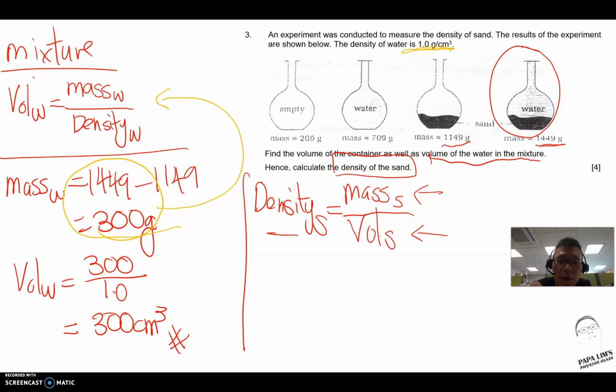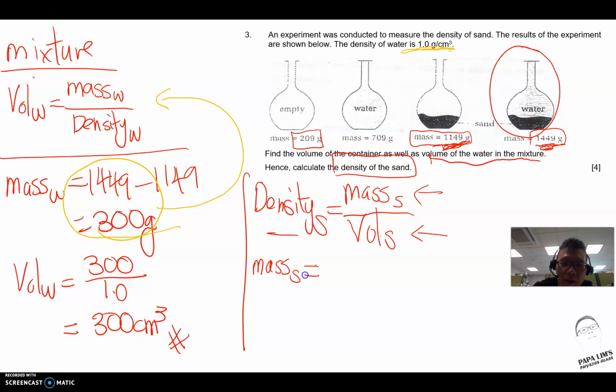So, the mass of the sand. How do we find the mass of the sand from the mixture, 1449? I know this is 1449. The container, oh no, actually I don't need this flask here, I actually can use this flask. Sand and flask is 1449, flask is 209. So with this you should be able to find the mass of the sand.